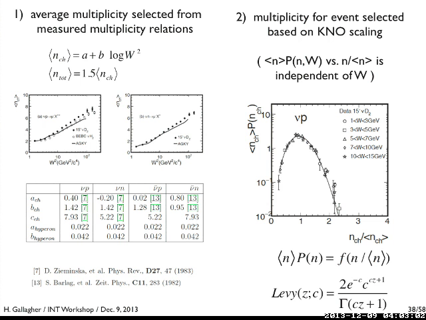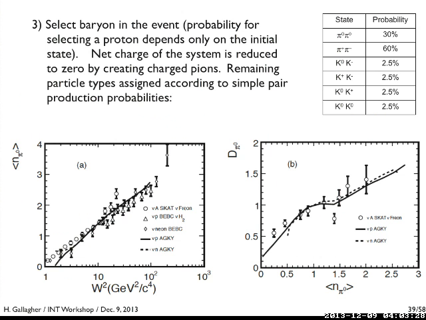Basically all we do is parameterize the shape of that curve, which is well described by a Levy function. I don't know any theoretical arguments to explain the shape of that curve. There probably are some, but in any case, that functional form describes the empirical relationship quite well, and we use that to select the actual particle multiplicities on an event-by-event basis. Then it's the baryon selection, and the charged pions are selected to balance the overall charge of the hadronic system to get it back to zero charge. Then however many hadrons you need to produce an overall event are selected just according to these probabilities.